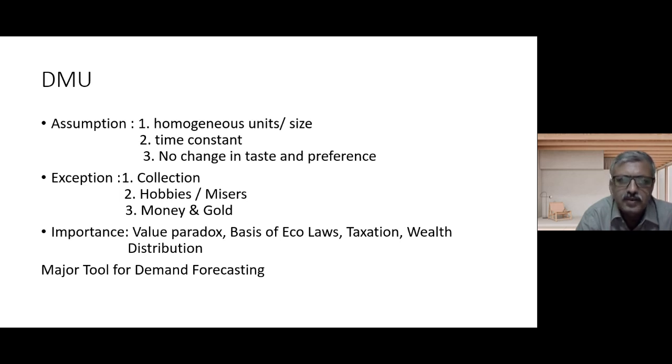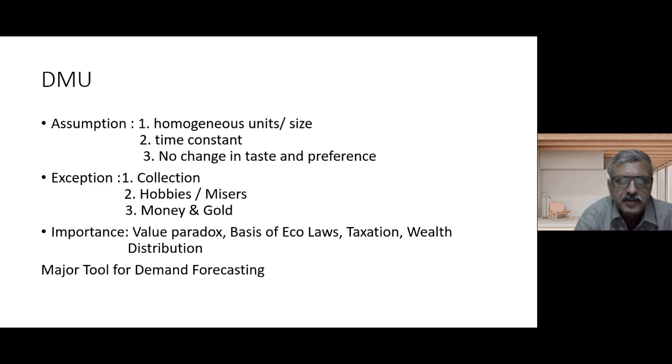We talked about exceptions. What are the goods? What are the products? What are the commodities where the law of diminishing marginal utility does not apply? Some examples are collections, hobbies, misers, lotteries, etc. And then we talked about why this law of diminishing marginal utility is important. We discussed the value paradox. How can you identify the value of a commodity?